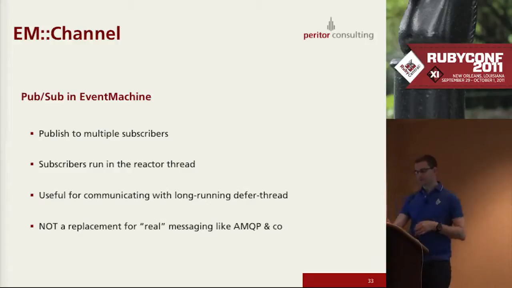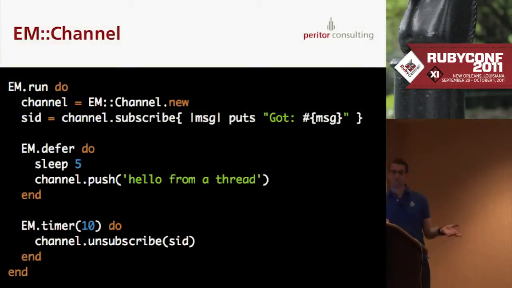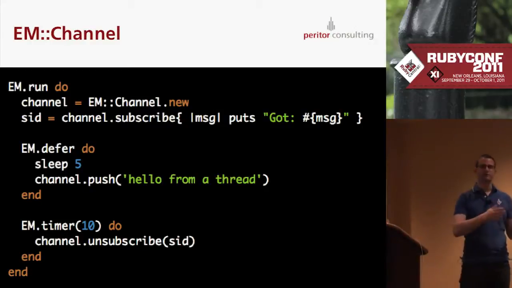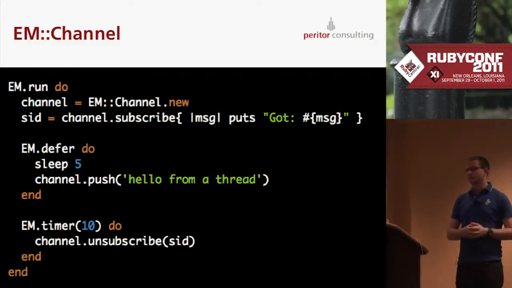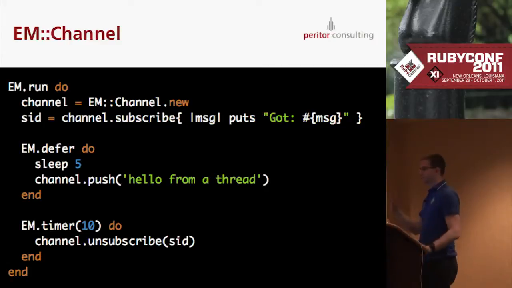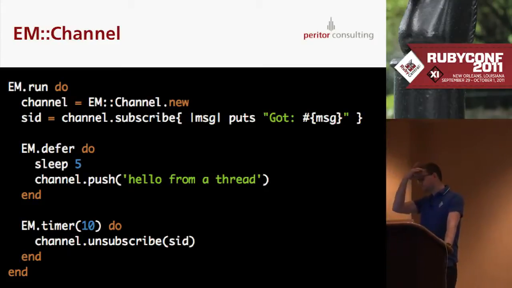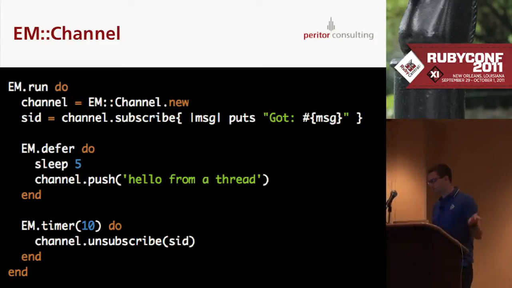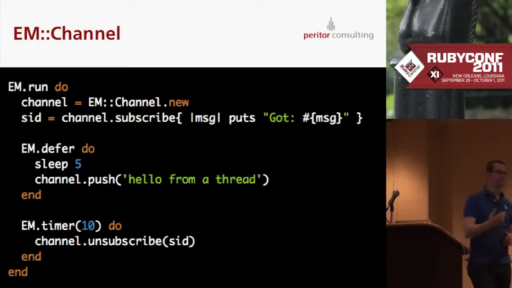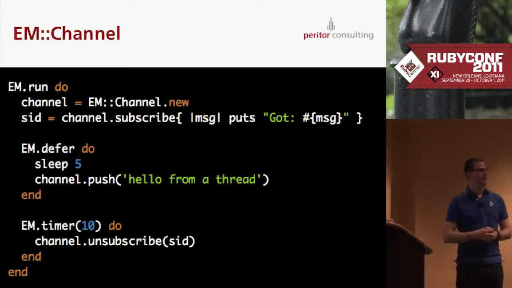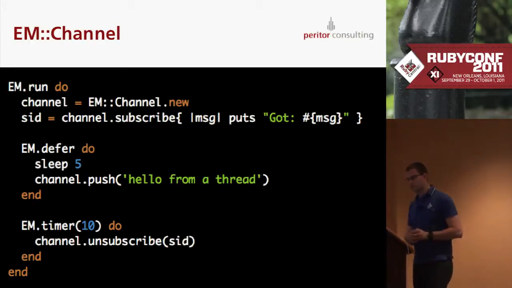So the idea is, again, I have a channel, and I can just subscribe to it. I can subscribe from multiple threads: out of the main thread, or out of a deferred thread, and then I can, of course, push messages onto it. And as you would expect, once I subscribe to a channel, I get the messages and can unsubscribe again.